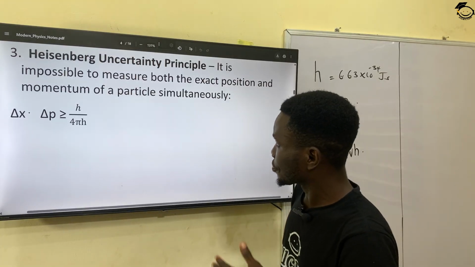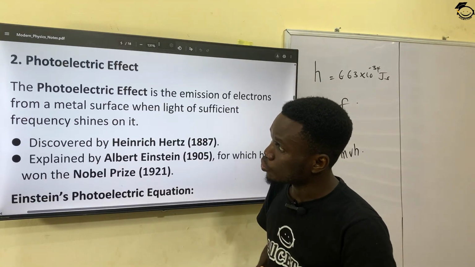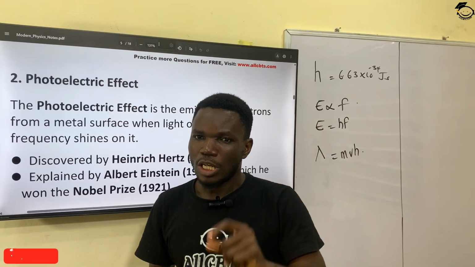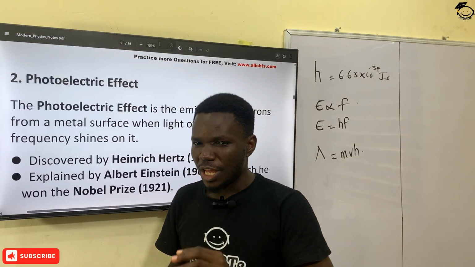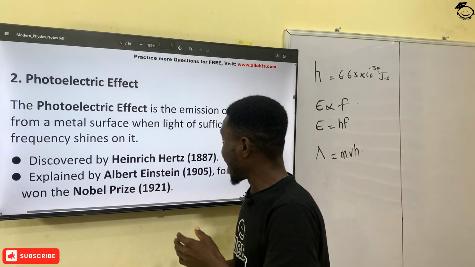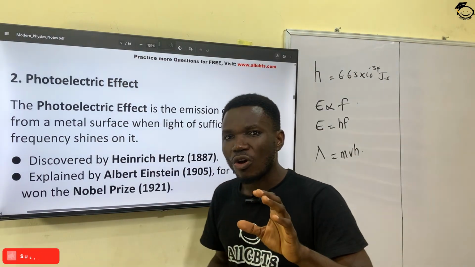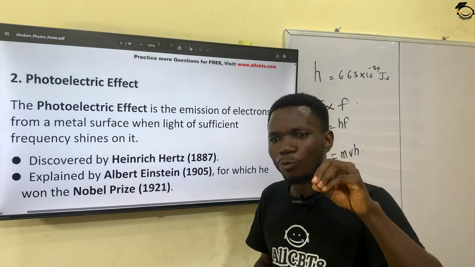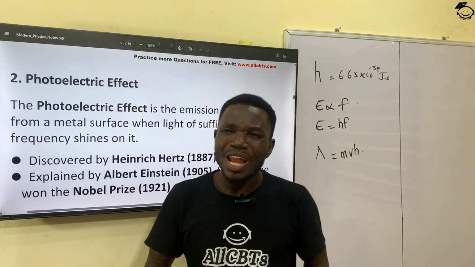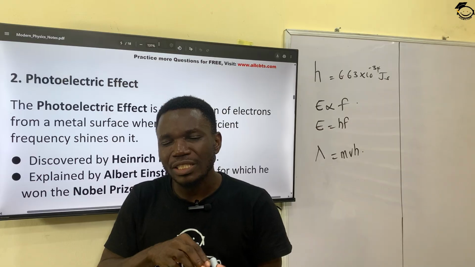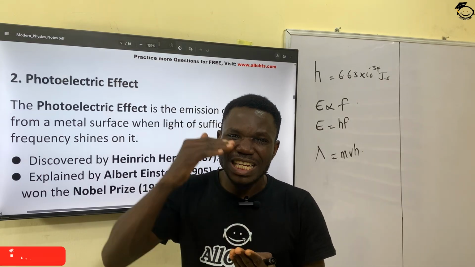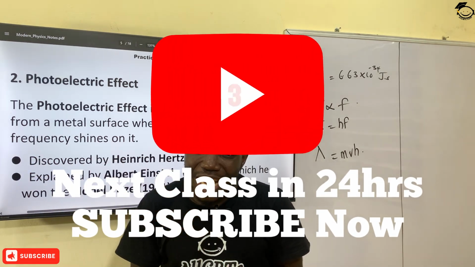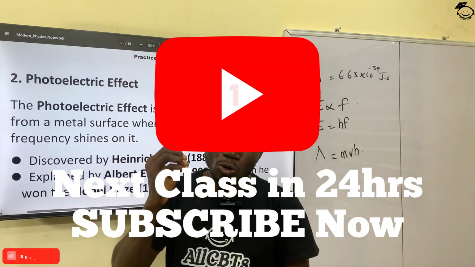So moving on from there, that takes us to what we call the photoelectric effect. Remember that the first thing we talked about was quantum physics. So number two, we're going to talk about the photoelectric effect. The photoelectric effect is simply saying that there's an emission of electrons from a metal surface whenever light of sufficient frequency shines on it. Whenever light hits a metal at a frequency that exceeds the threshold frequency, the minimum amount of energy required for electrons to leave the metal, that is called the threshold frequency.